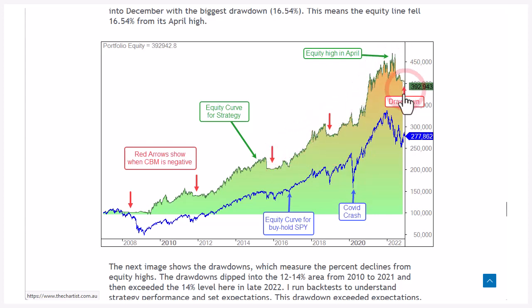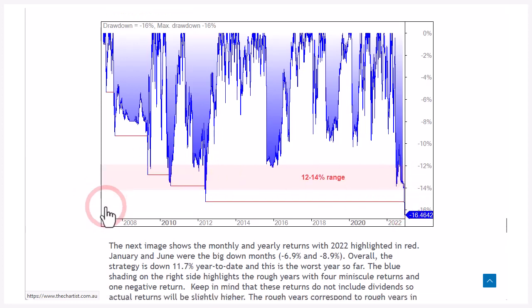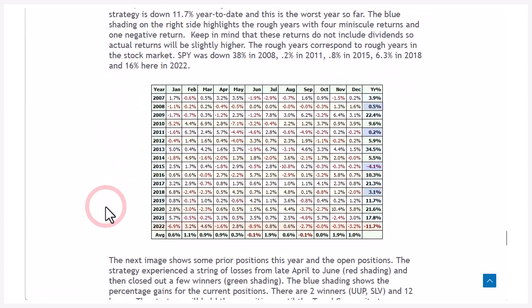So here we see the drawdown, and I quantified that drawdown. You can see it's 16.46%. Previously the drawdown stopped short in that 12 to 14% range, but 2022 has been a very rough year, as I said. So we've got the biggest drawdown since the strategy was backtested in 2007. Now, I also did a month-by-month and year-by-year breakdown, and you can see I had 3 good years, 2019, 20, and 21, and now we have a bad year.